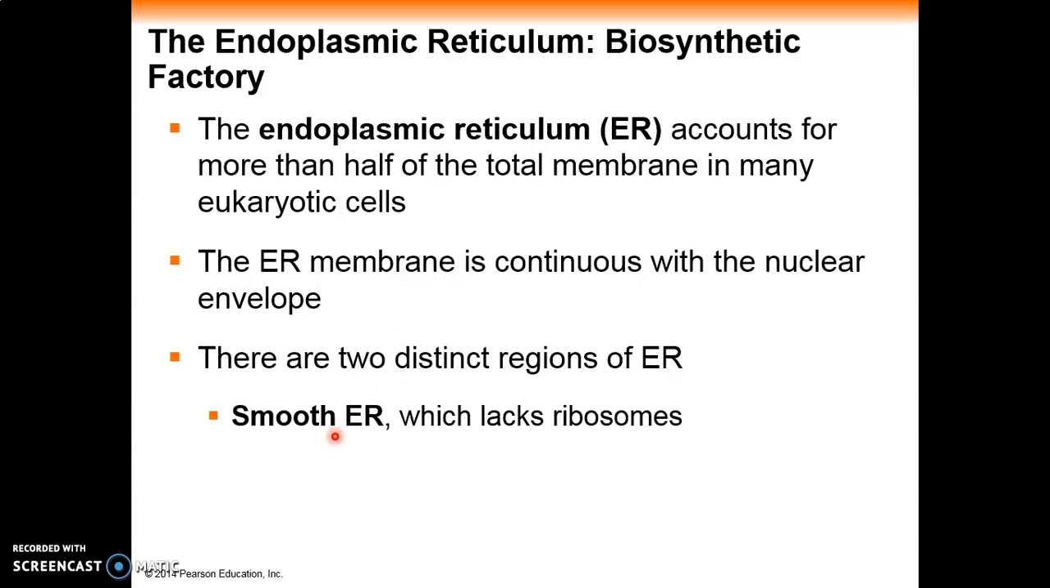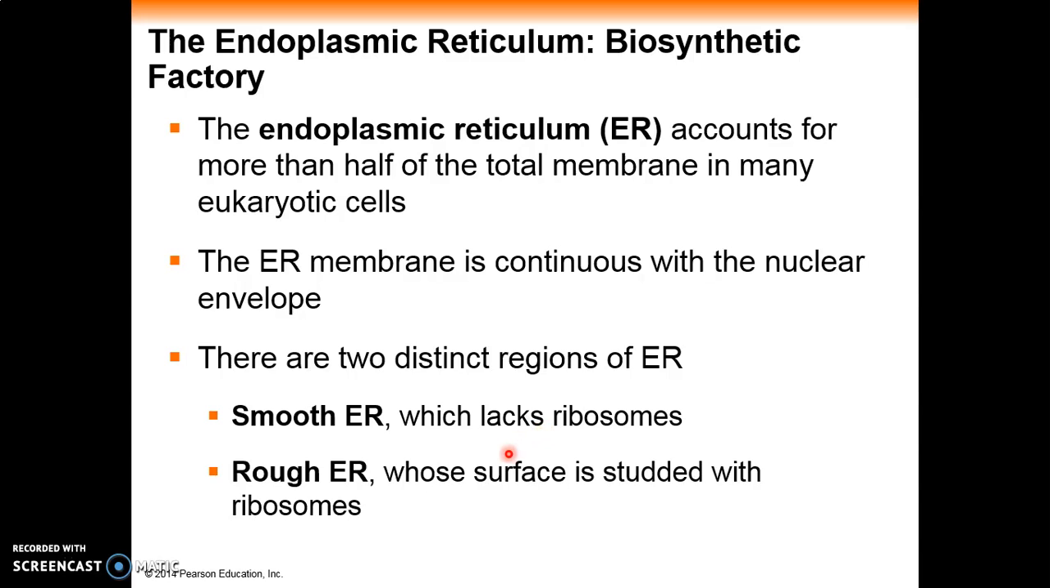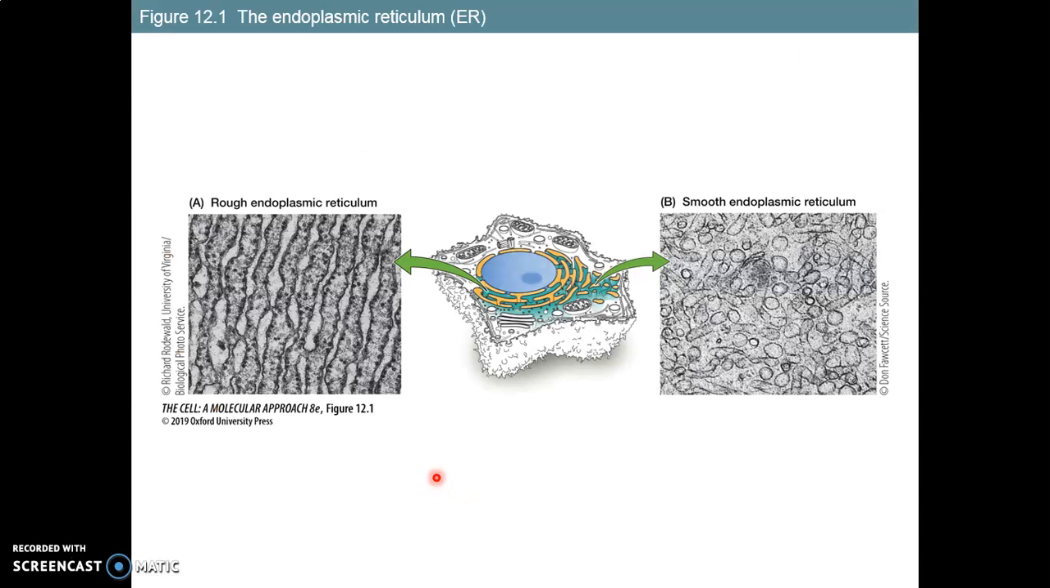We have the smooth ER, which lacks ribosomes, and we have the rough ER, which appears under the microscope to be studded with ribosomes. So here are some electron microscopy images of these differences. This is the smooth ER, and you can see little bits of membrane, but it's very smooth in appearance, whereas over in the rough ER, you can see these little black dots, which are actually ribosomes, which are bound to the surface.